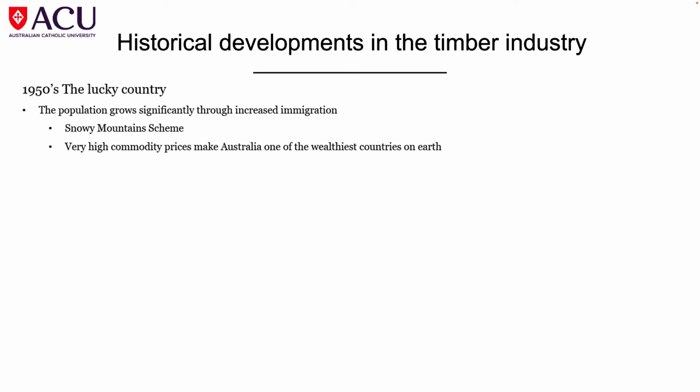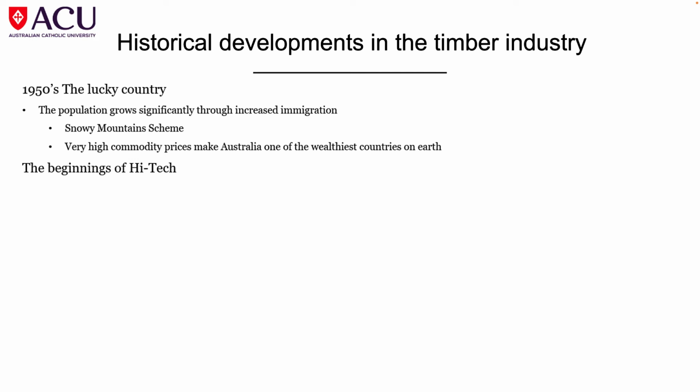And then we had very high commodity prices. So, they say riding on the sheep's back. That's because wool was very, very sought after, particularly in the early 1950s when the Korean War was going on. Very cold place in winter, and it was Australian merino wool that kept the soldiers warm. And as a result, there was a lot of money flowing into Australia. So we were one of the wealthiest countries on earth at that time.